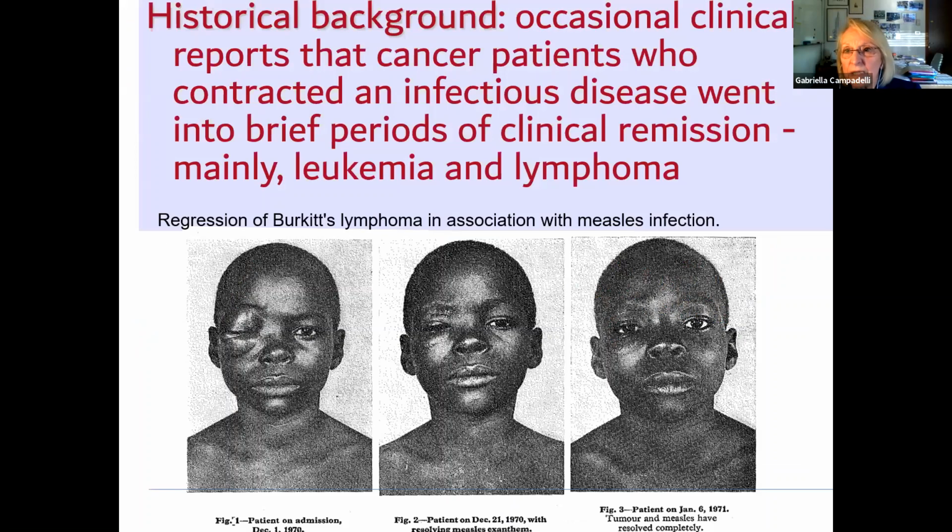So what is the historical background of using viruses as oncolytic agents? It was reported in the scientific literature that occasionally cancer patients who contracted an infectious disease underwent brief periods of clinical remission. And this occurred mainly with leukemia and lymphoma. And this is a paper published in Lancet in the 50s, where you can see that a boy affected by a lymphoma acquired measles, and for a short period, the lymphoma regressed.